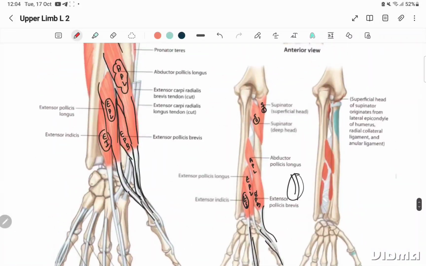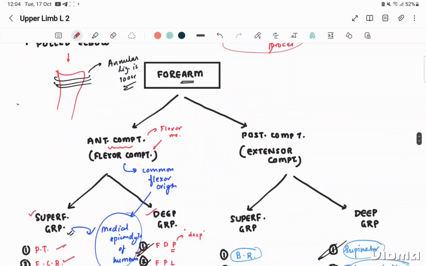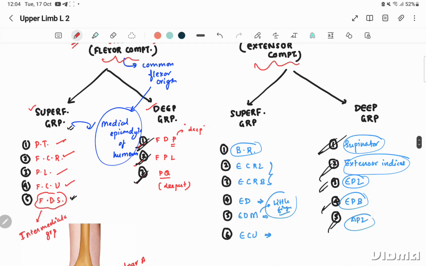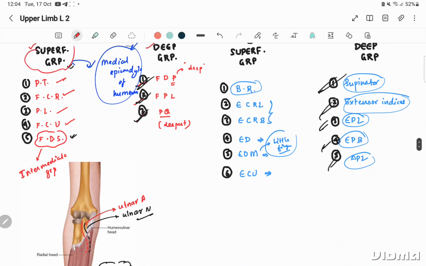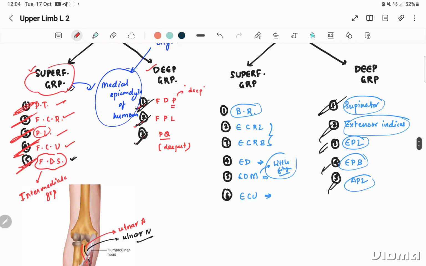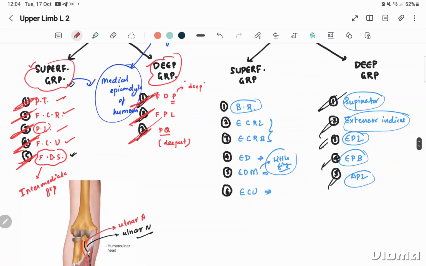I talked about pronation, supination, the muscles of forearm. Let me revise the muscles of forearm too. Anterior compartment, posterior compartment, flexor compartment, extensor compartment. In the superficial group we have pronator teres, the flexor carpi radialis, palmaris longus. Okay, the flexor carpi ulnaris and the flexor digitorum superficialis. In the deep group we have flexor digitorum profundus, flexor pollicis longus and the pronator quadratus.